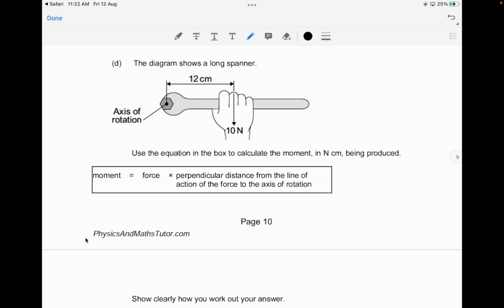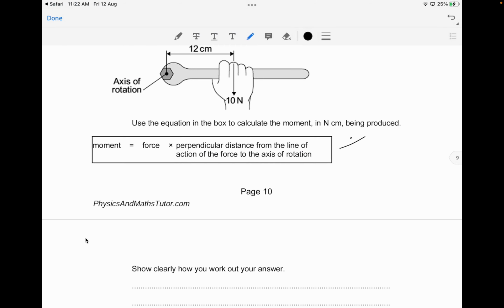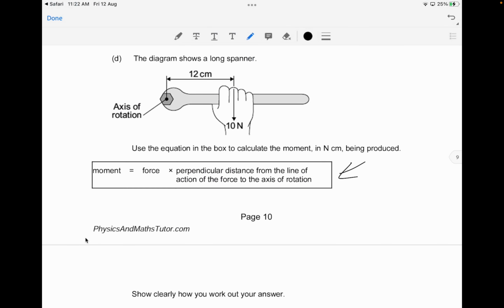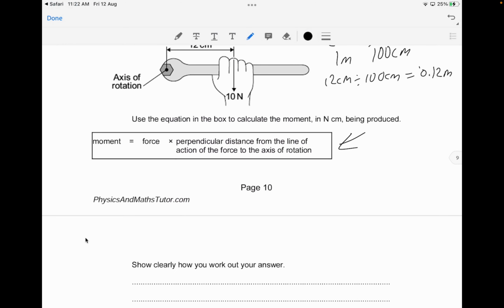You guys can see that there's a long spanner and you're given the formula of moments. So you have to show clearly how you calculated moments. You're going to check the values. This is 12 centimeters. Like I said, we have to convert centimeters to meters. So we know that 1 meter is 100 centimeters. So 12 centimeters is going to be divided by 100 to give us a value in meters. It's going to be roughly about 0.12 meters. Alright, so you're going to use 0.12 meters as your value for distance.